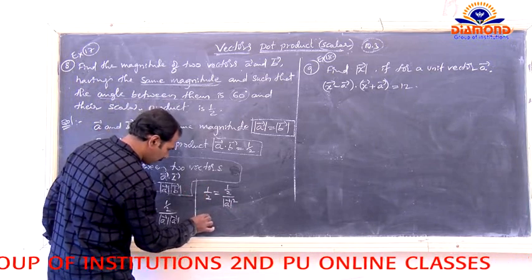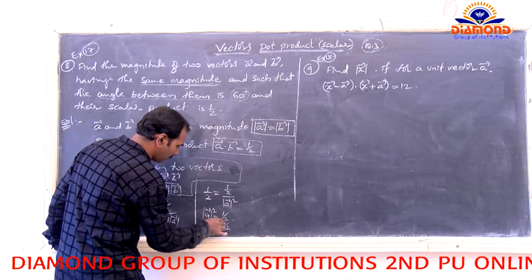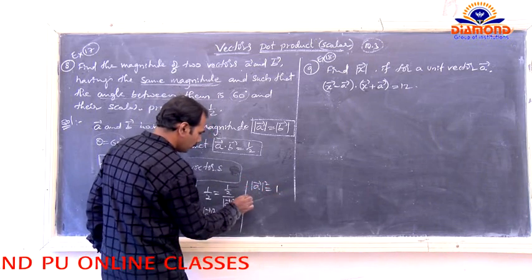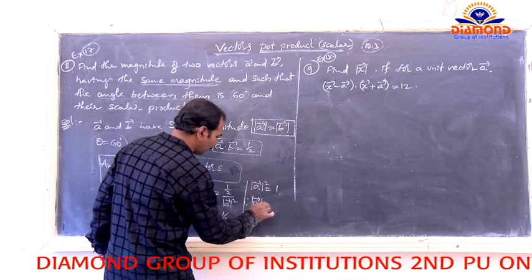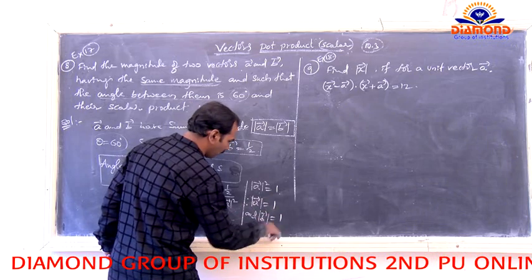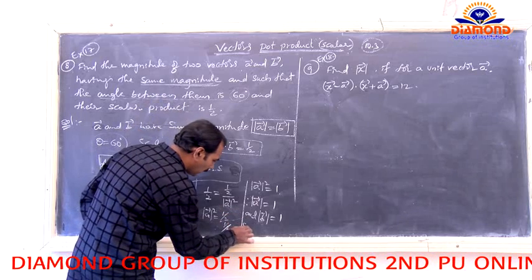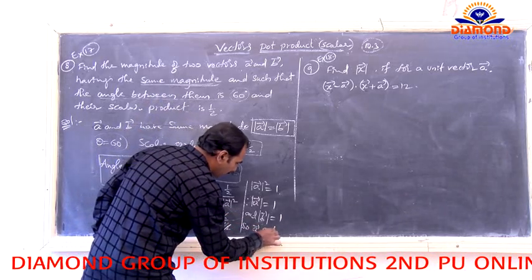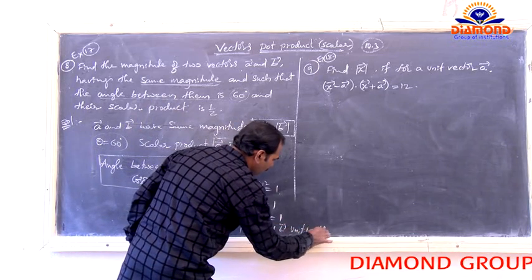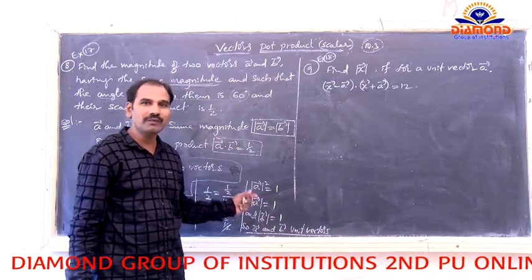Cross multiplication. It means magnitude of A square equal to 1 by 2 divided by 1 by 2. 1 by 2, 1 by 2 get cancelled. Magnitude of A square equal to 1. Therefore, magnitude of A value is 1 and magnitude of B value is also 1 because magnitude of A equal to magnitude of B. So A and B are unit vectors because magnitude is 1. That's why these both are unit vectors.